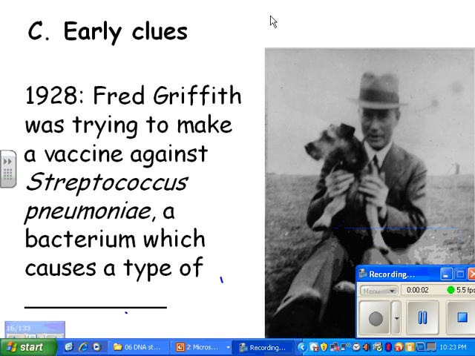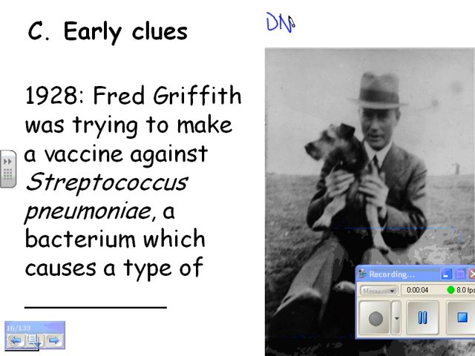So we're looking today at how scientists figured out that DNA is the genetic material. They thought it was probably proteins, but they really weren't sure whether it was DNA or proteins. So they set up some experiments to figure this out. So we're going to start with Fred Griffith.